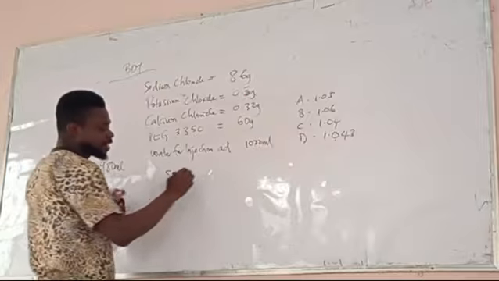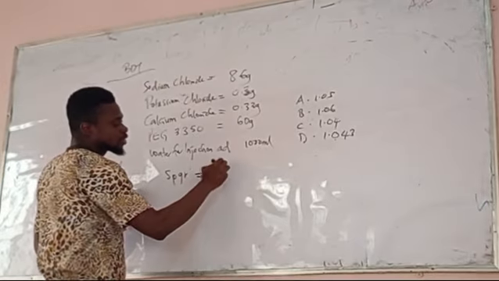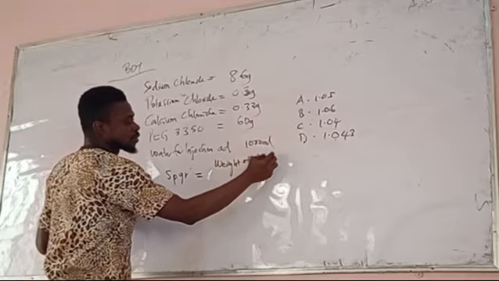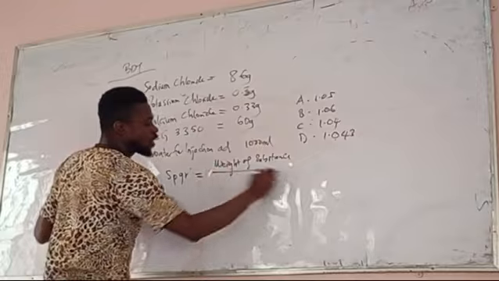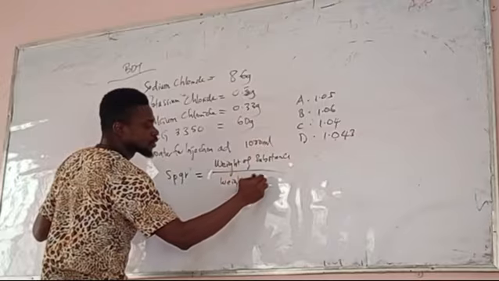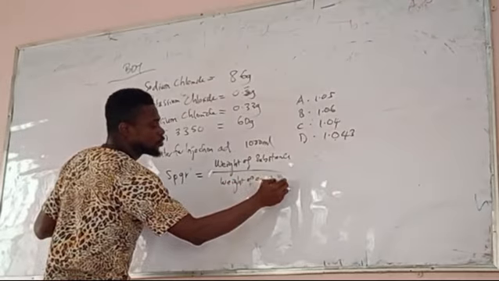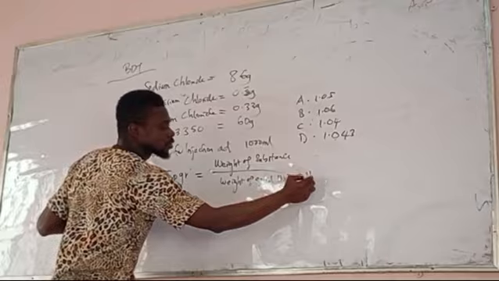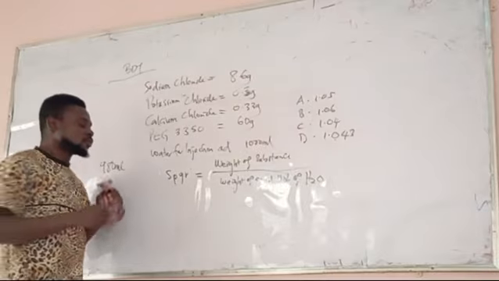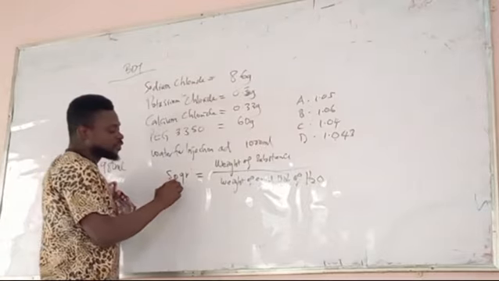Mathematically, specific gravity is what? Weight of substance over what? Weight of what? Equal volume of what? Water. So, specific gravity of a substance.